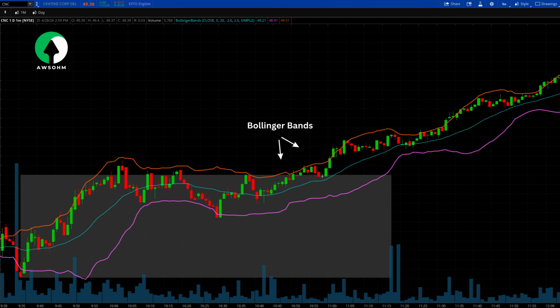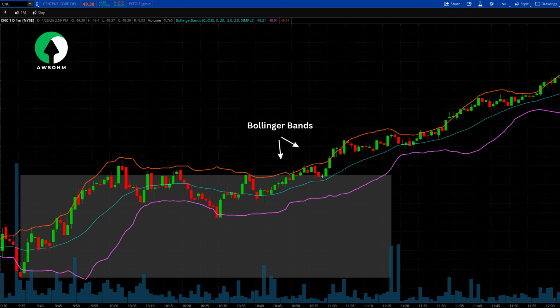2. The structural break: BOS versus CHoCH. In advanced price action, we distinguish between a continuation and a reversal using two specific terms. Break of structure, BOS. This occurs when price continues in the direction of the current trend by breaking the most recent swing high in an uptrend or swing low in a downtrend. It confirms that the trend is still strong.